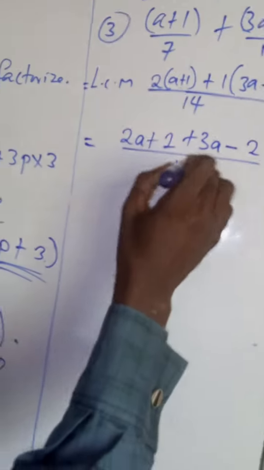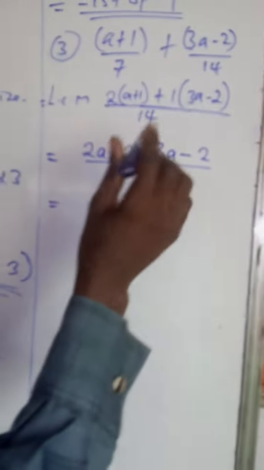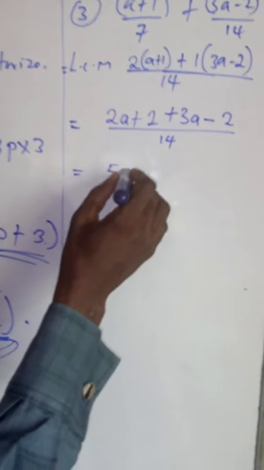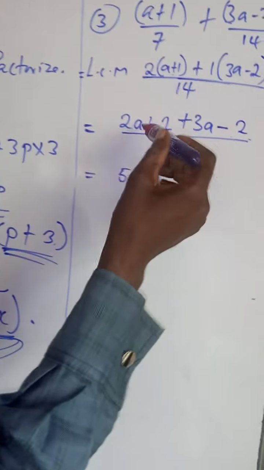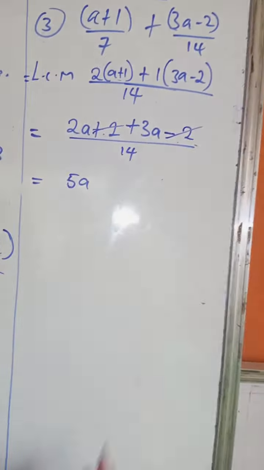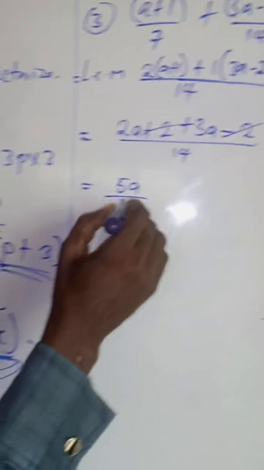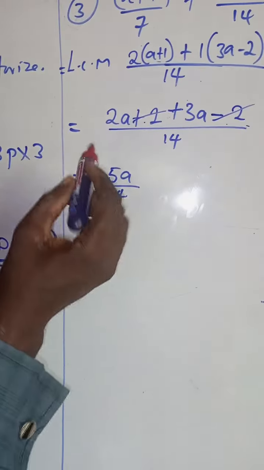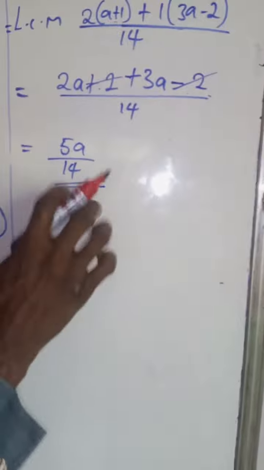All over 14. Now, 3a plus 2a will give me 5a, because it's addition. 2 minus 2, I told you when they have different signs and are the same thing, they will cancel themselves out. I have 2 all over 14. Of course, this is with variable, this is without variable. If they can divide, you divide them. But if they cannot, you leave it in this form.